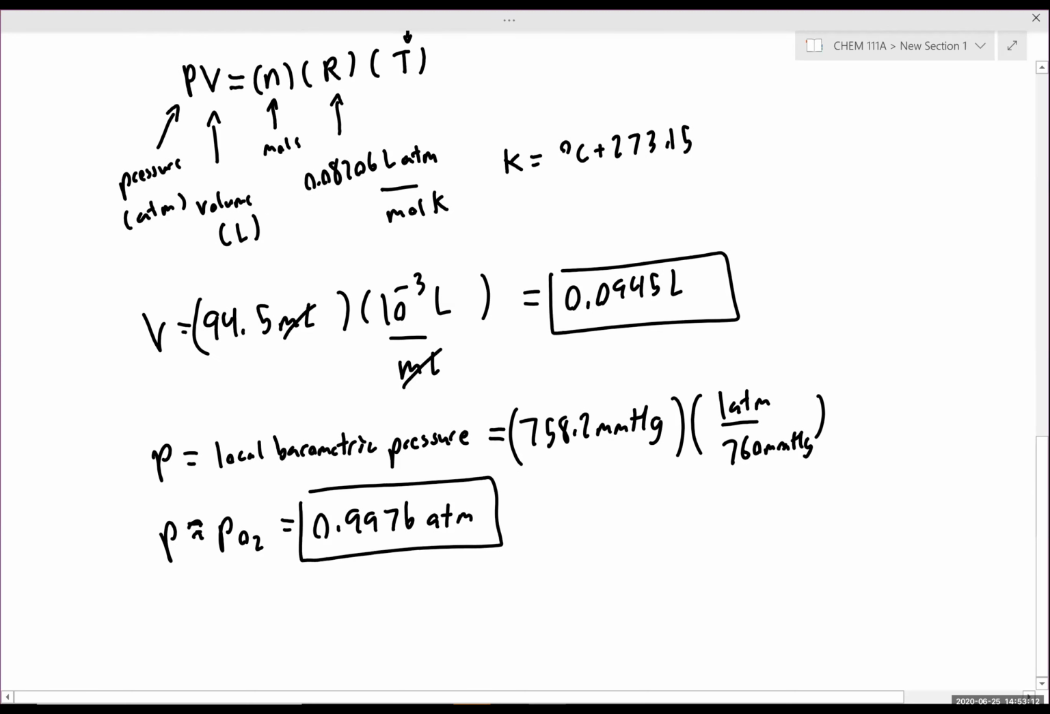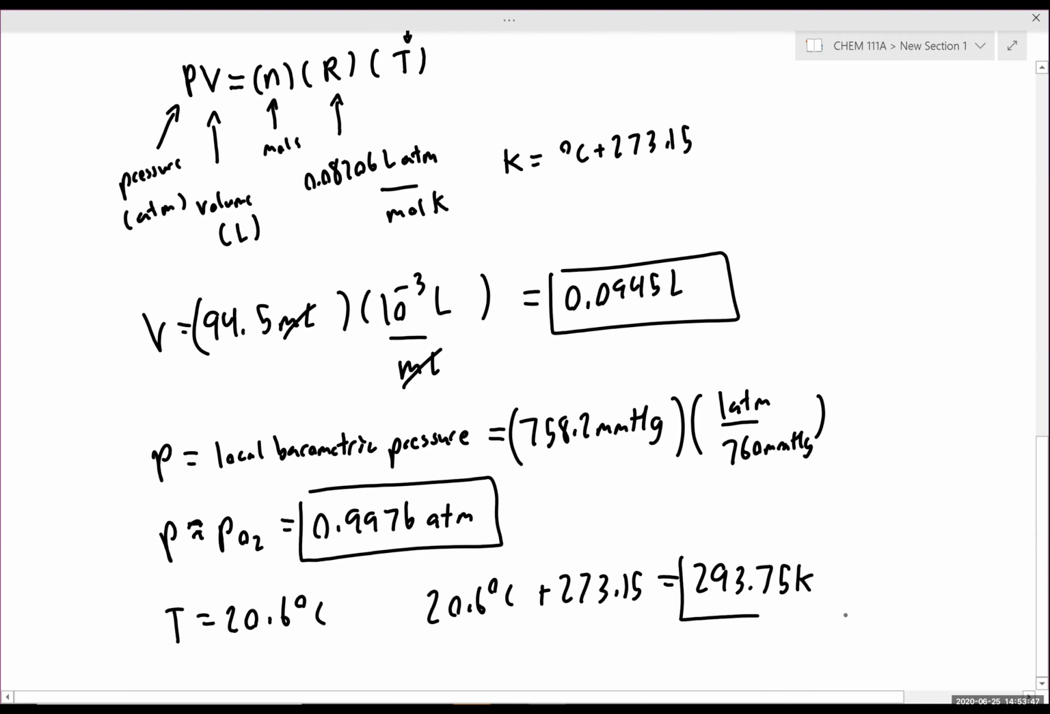Okay, what was the temperature of our water, which is about the same as the temperature of our oxygen? 20.6 degrees Celsius, yeah. So we take our 20.6 degrees Celsius, we add 273.15, and that gives us 293.75 Kelvin.